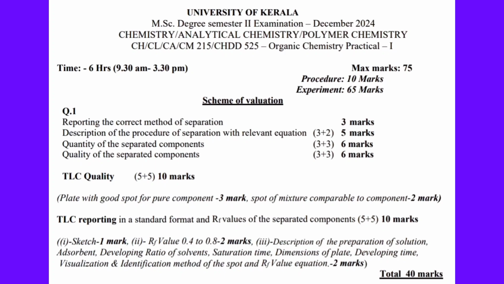This part carries a total of 40 marks. Reporting the correct method of separation carries 3 marks. Description of the procedure with the relevant equation carries 5 marks. Here, we need to display the separated components, both the active and neutral components. Quantity of separated components carries 6 marks. Quality of separated components carries 6 marks.